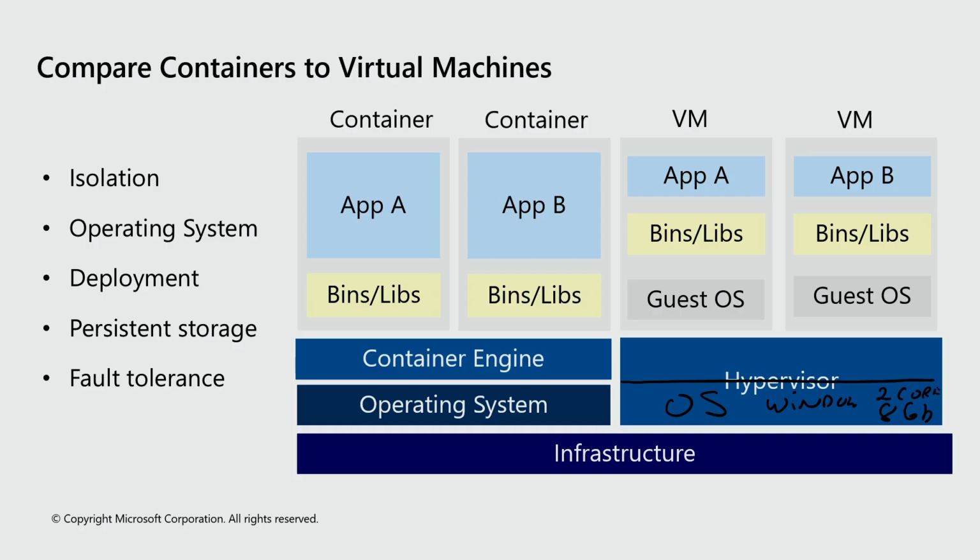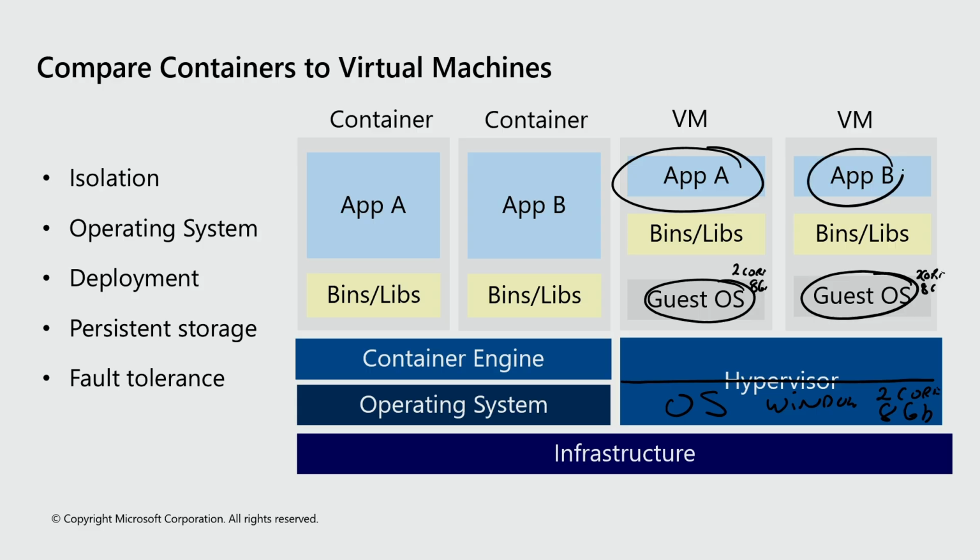The hypervisor provided isolation so that you could have another Windows guest OS here, this one needing 2 cores and a minimum of 8 gigabytes, to then run your application. I've got another one here. It's got its 2 cores and its 8 gigabytes just to run application B.